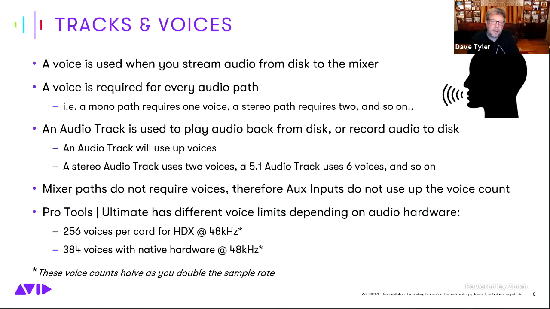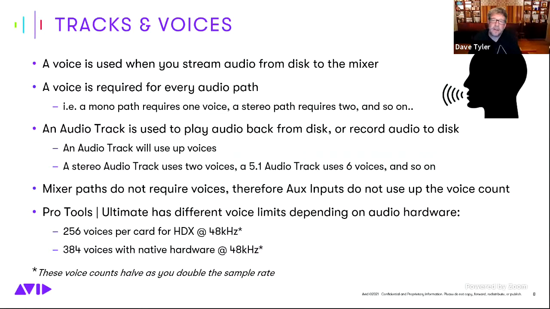The way we use the terminology for Pro Tools Ultimate, as it is today, is we count voices, and we have 2 voice limits. There's the voice limit you have when you're working with an HDX system, and the voice limit you have when you're working with native hardware. For an HDX system, you have 256 voices per card, up to a maximum of HDX3, so it's 768 voices. And if you're running natively, then you have 384 voices. An important caveat with these voice counts is that they halve as you double the sample rate. You'll understand why that's important as we move on and talk more about how the hybrid engine works.